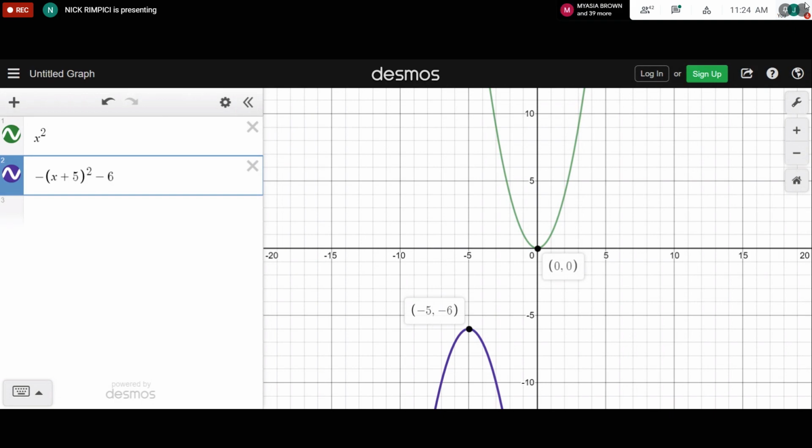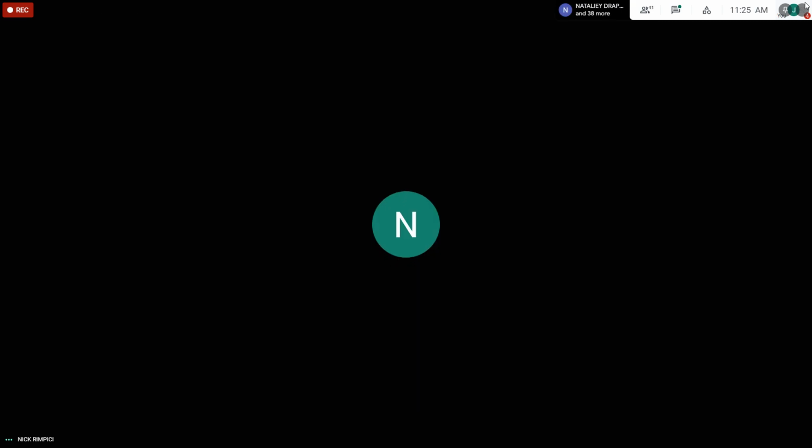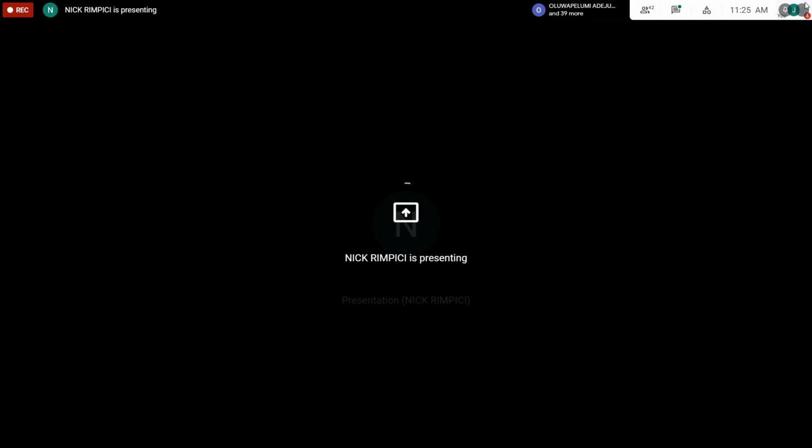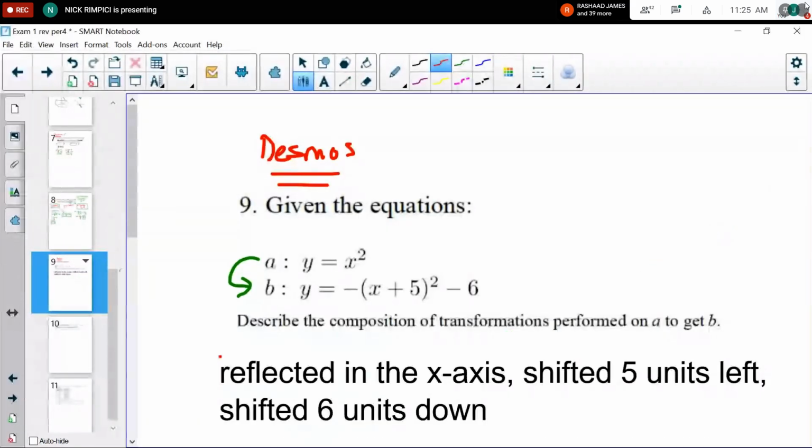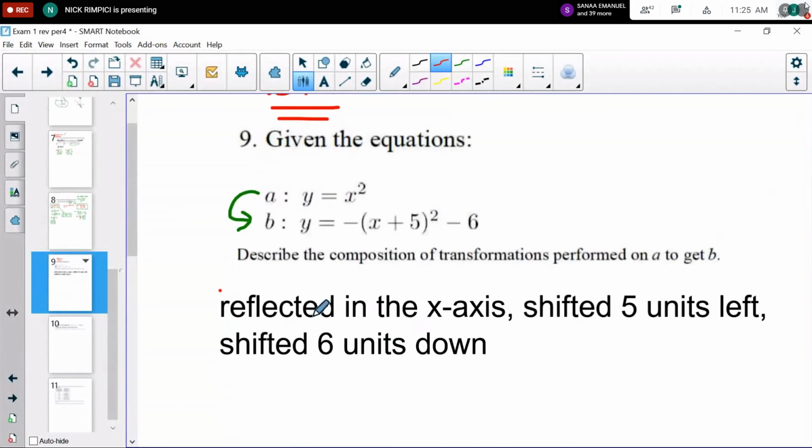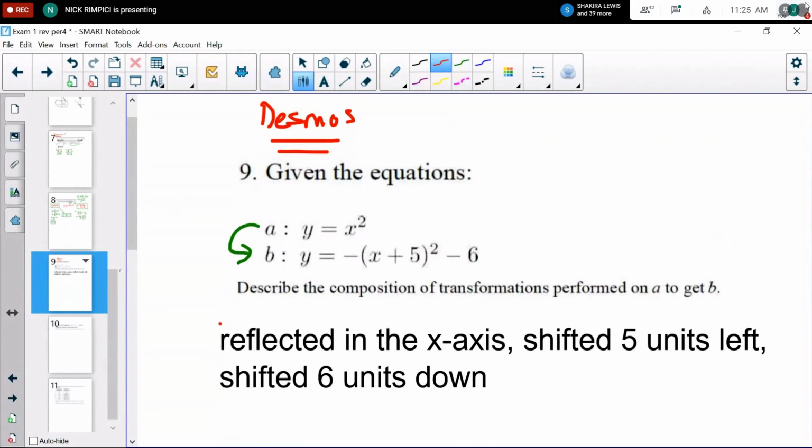Okay, let me bring you back to the notebook. So you can see that it's reflected over the x-axis. It's moved 5 this way and down 6 this way. Okay. So hopefully you can see my writing now. And I've just stated basically what we saw, right? It's reflected in the x-axis. It shifted 5 units left and then shifted 6 units down. This is full credit right here. We have all the points.